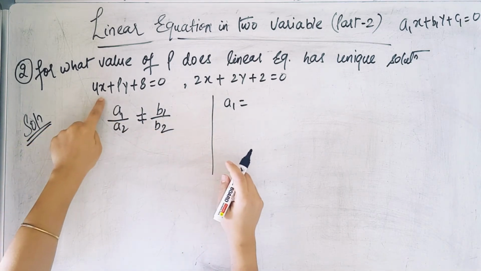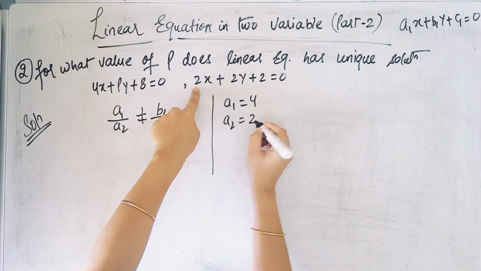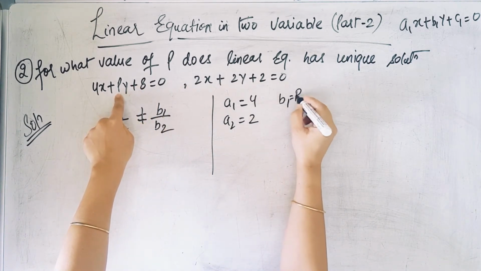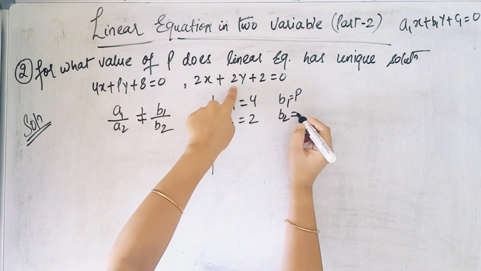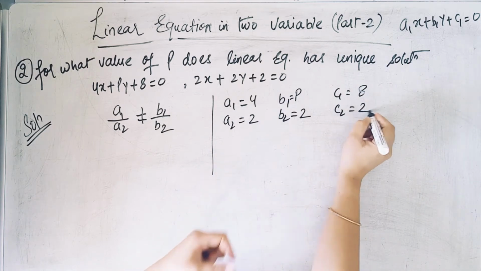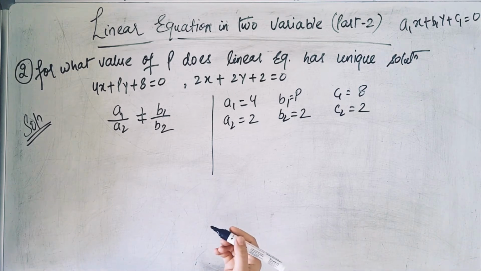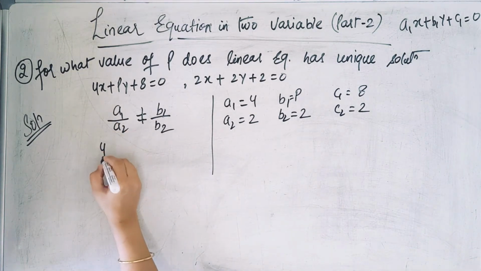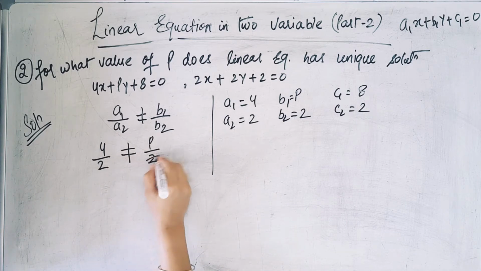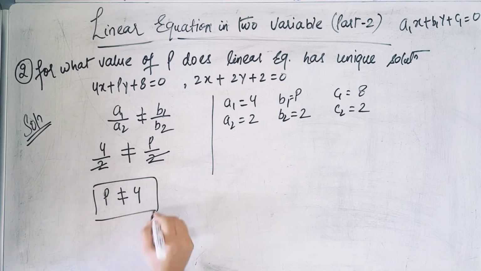A1 is the coefficient of x in the first equation, that is 4, and A2 is the coefficient of x in the second. B1 is the coefficient of y in the first, and B2 is the coefficient of y in the second. C1 is 8 and C2 is 2. For a unique solution, we don't need C1, C2. Now, 4 by 2 is not equal to P by 2. So this 2 and this 2 will be cancelled. Thus, P should not be equal to 4.